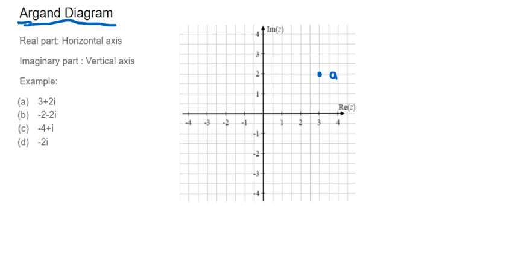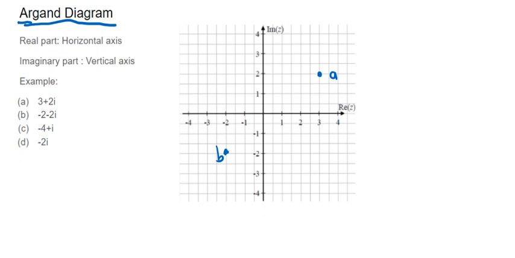Second one is minus 2 minus 2i. So first, the real part is minus 2, so we go across to minus 2, which is here, and then we go down to minus 2, which is there, and we put a dot where they meet. So that would be B then.